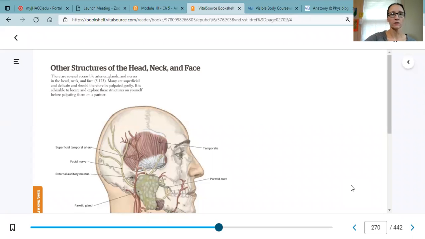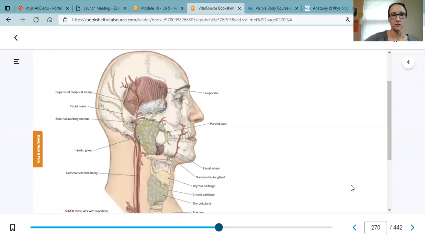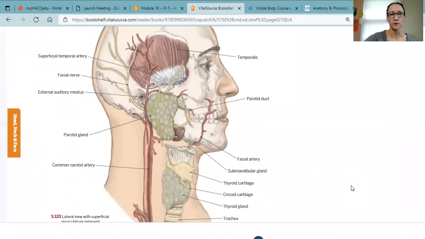We will be talking about glands and nerves and blood vessels and the endangerment areas within the neck in this video. We are actually going to begin on page 270. And I'll get that up here in just a second. All right, here we are. Other structures of the head, neck, and face. And make that a little bit bigger.